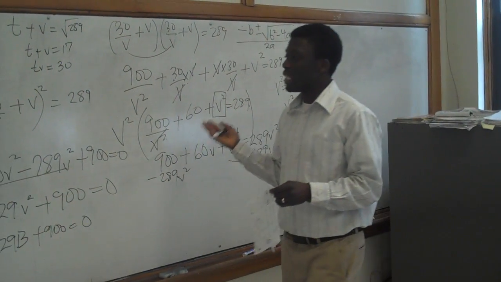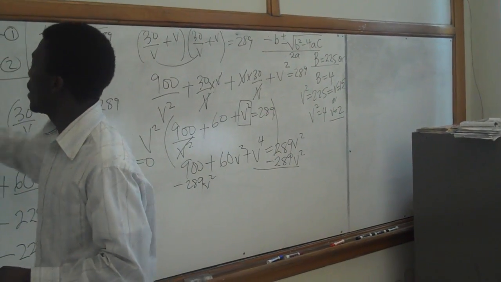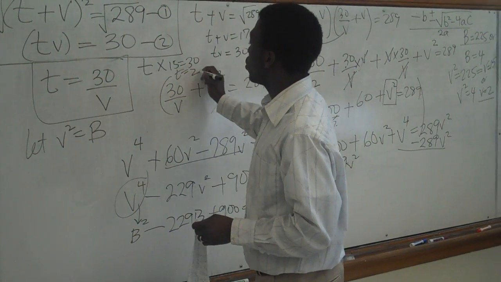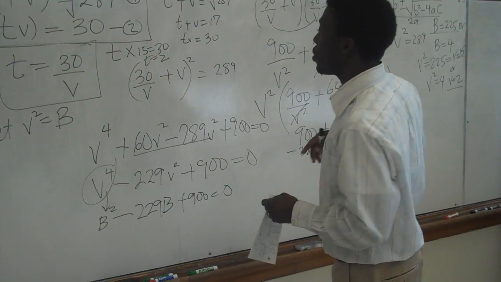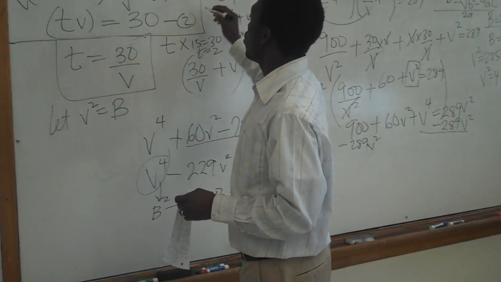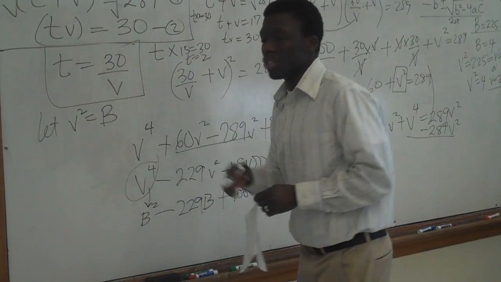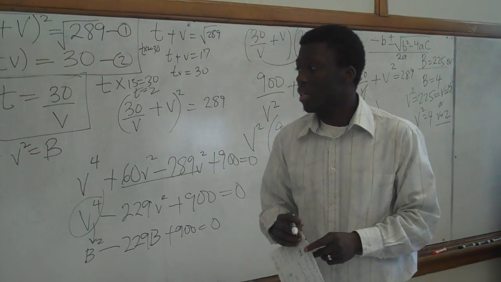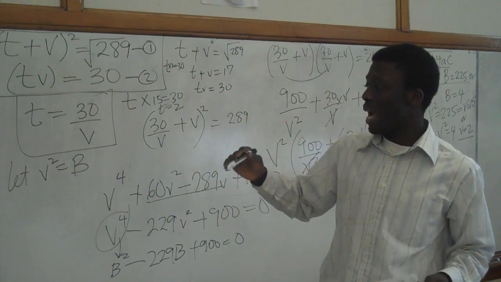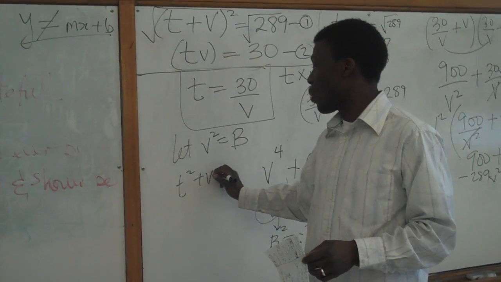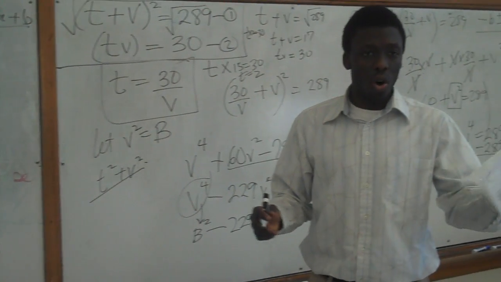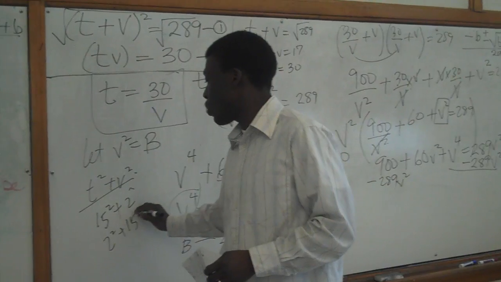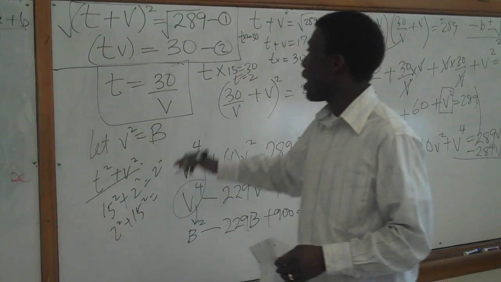If you took v as 15 and you plugged it back into your expression here, that means t times 15 is equal to 30, so t is equal to 2. If you took v is equal to 2 and you plugged it in here, it will be t times 2 is equal to 30, so t will be equal to 15. What I'm saying is it doesn't matter whether v is 2 or v is 15. The point is the question wants you then to write the value of t squared plus v squared. And the value of t squared plus v squared would ultimately be 15 squared plus 2 squared, or 2 squared plus 15 squared, which is the same answer.